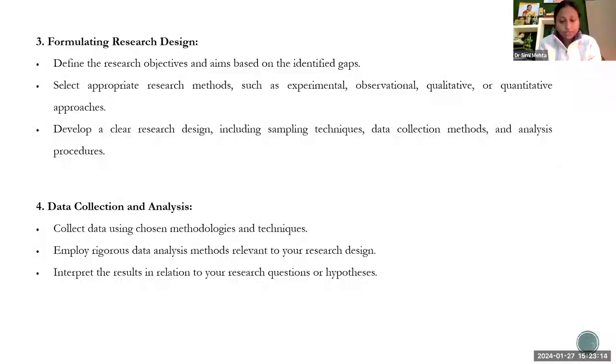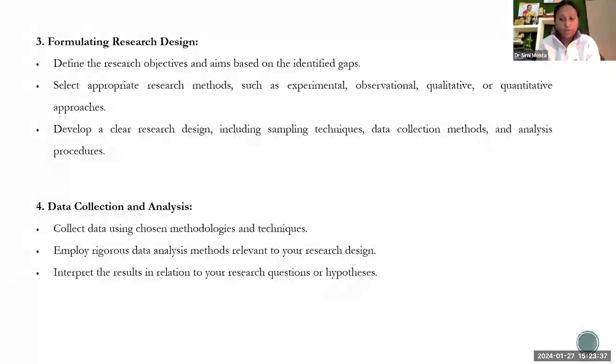Then, based on the research methods that you have identified and concretized, you can develop a clear-cut research design, including the sampling techniques, the data collection methods, and various kinds of research analysis and procedures that you would want to proceed with.